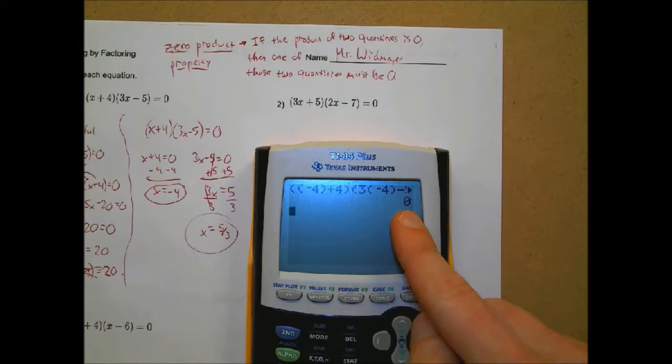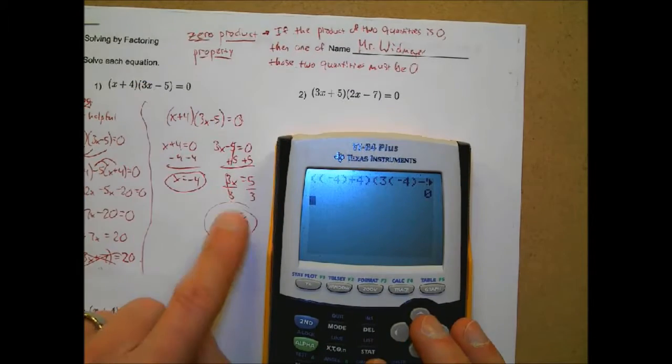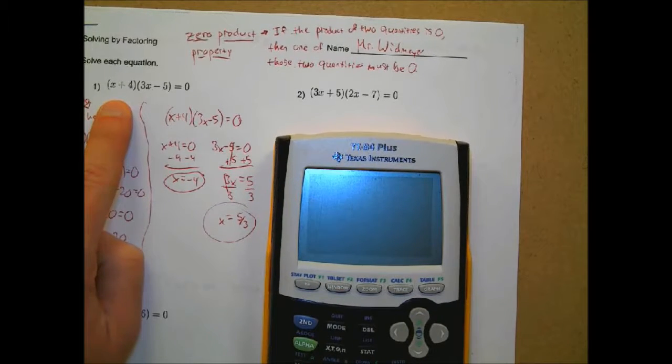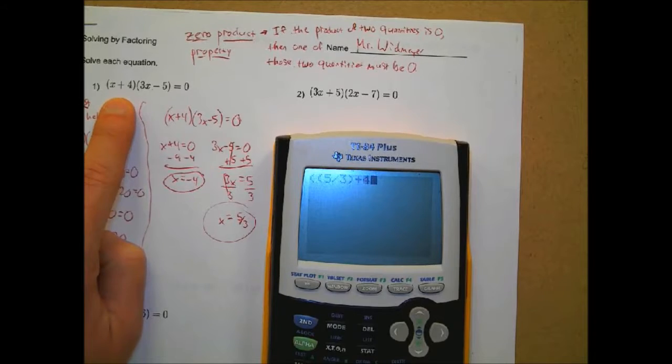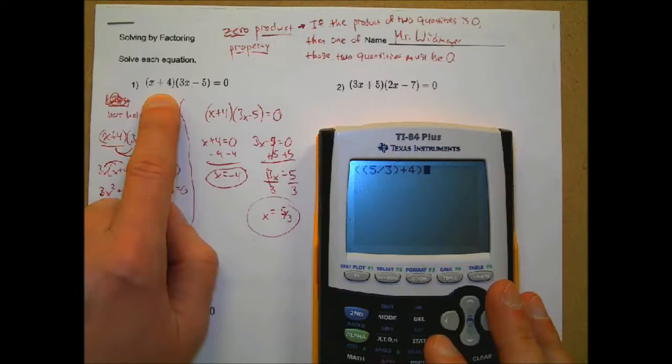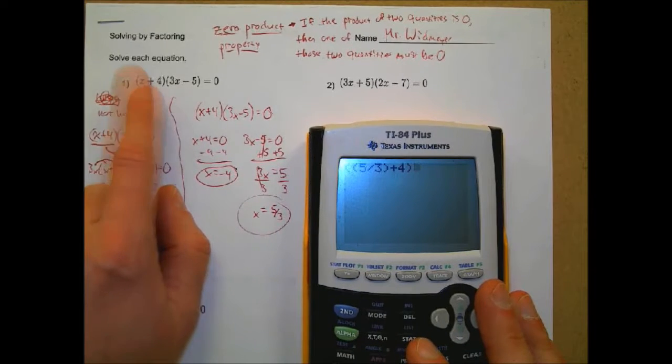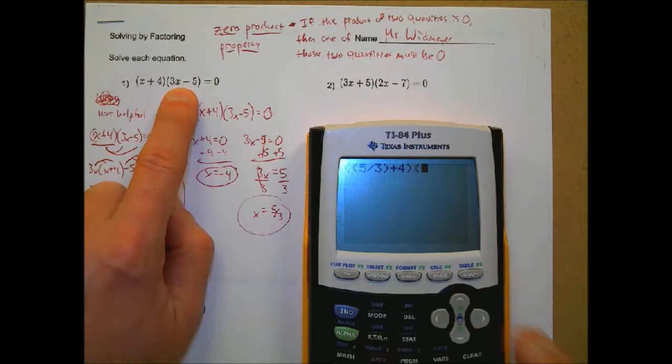Okay? Let me try the other one. I'll plug in 5/3. So now I'll do parentheses 5/3 plus 4. What's that? That's not bad. I thought it was going to be like that longer thing we did before. No, I'm just plugging it in here, and then I'll also plug it in here. So parentheses 3 parentheses 5/3 minus 5 close parentheses 0 as well.